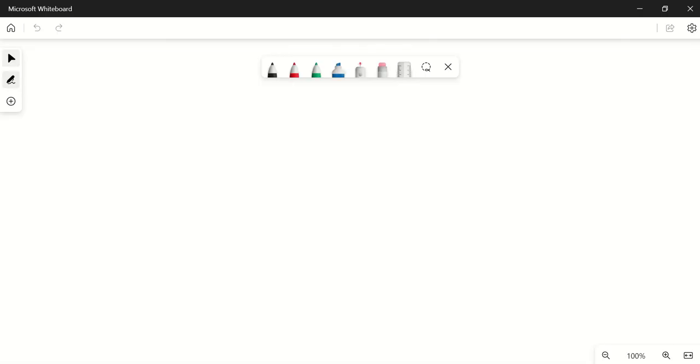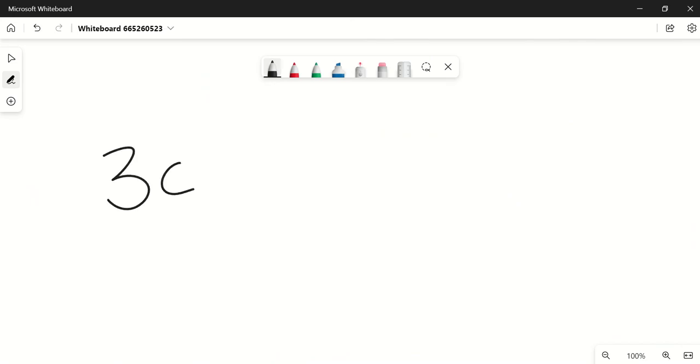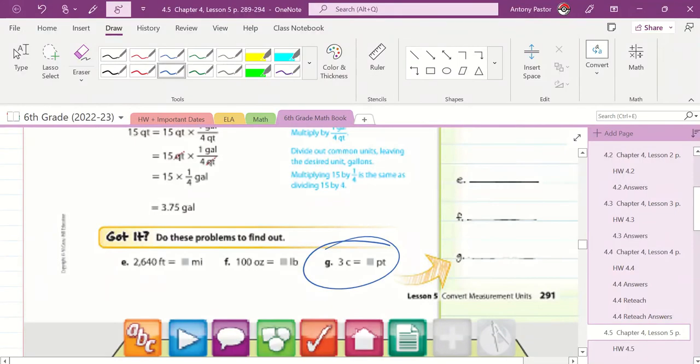And then I'm actually going to pull some questions from the homework really quick. So we're trying to figure out how many pints are in 3 cups. Remember, this is going to be 3 over 1, times, and we want pints. Whatever our pints equal is on top. Our cup to pint measurement is going to look like this. Cup needs to be on the bottom because we have to be switching it.